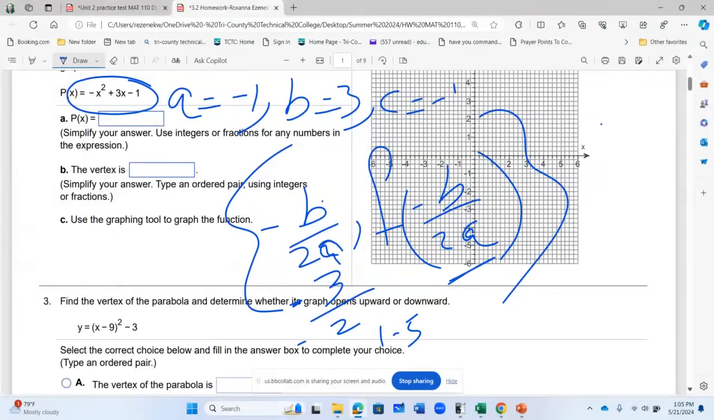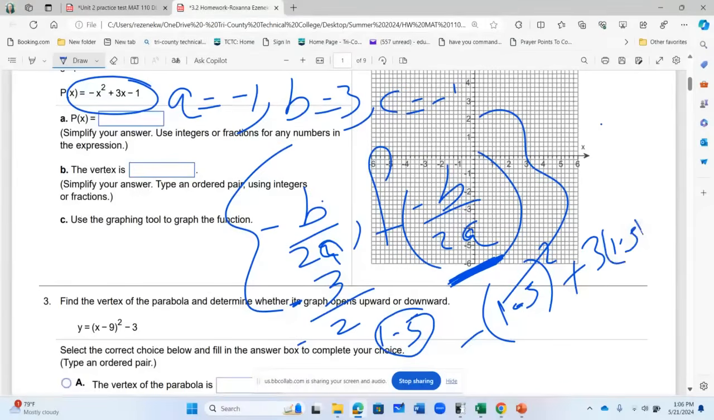And then what this is saying is substitute your x coordinate in the original function. So what you're going to do is negative, in the original function, wherever I see x, I put 1.5 squared, plus 3 times 1.5, minus 1. When you simplify this, your answer is going to be 1.25.